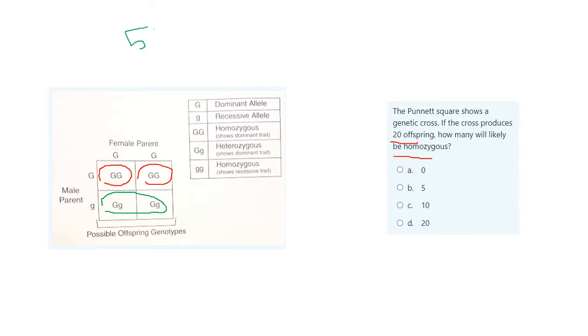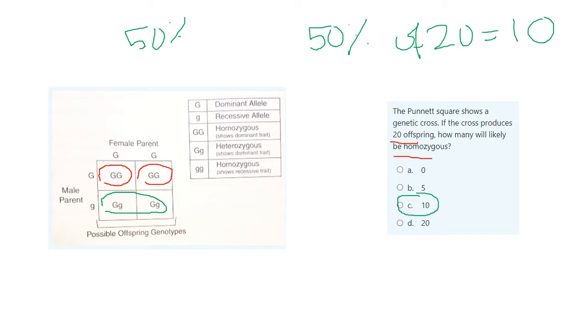So 50% are homozygotic. So if there are 20 offspring, 50% of 20 will equal 10. 10 of the children are likely to be homozygotic. Remember, a Punnett square shows you the percentages. So there is a 50% chance that it will be 2 dominant alleles. There is a 50% chance that there will be 1 dominant and 1 recessive allele. There would be a 0% chance of the homozygotic recessive, 2 small recessive alleles.